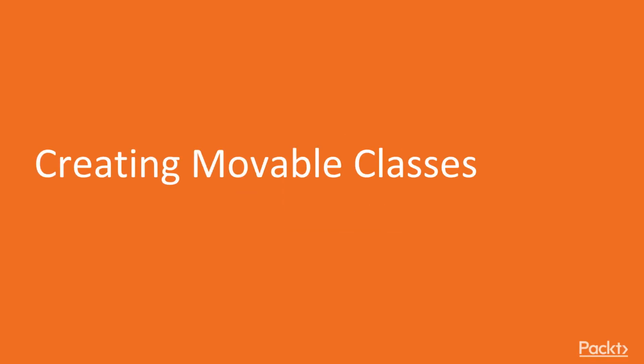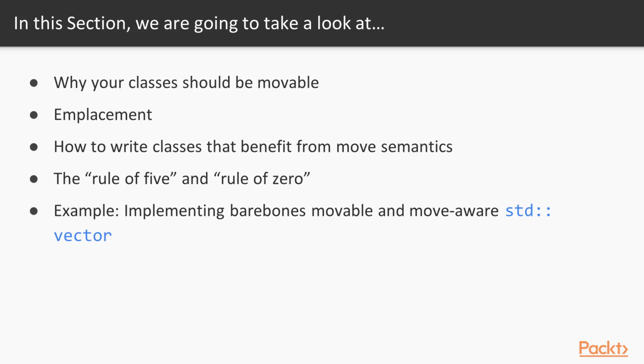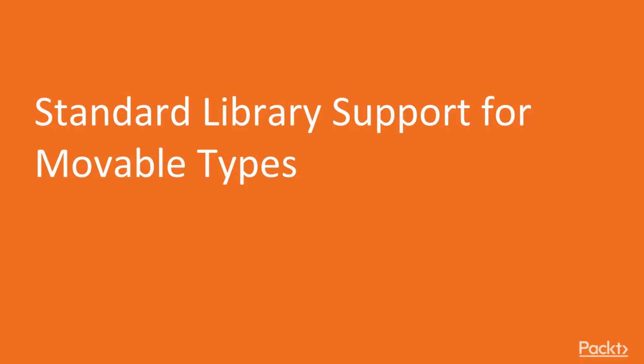Creating movable classes. In this section, we're going to take a look at the reasons your classes should be movable, item emplacement in standard containers, how to write classes that benefit from move semantics, the rule of 5 and rule of 0, and lastly, we're going to have an example implementation of a bare-bones, movable, and move-aware STD vector clone. Let's begin with the first video, standard library support for movable types.